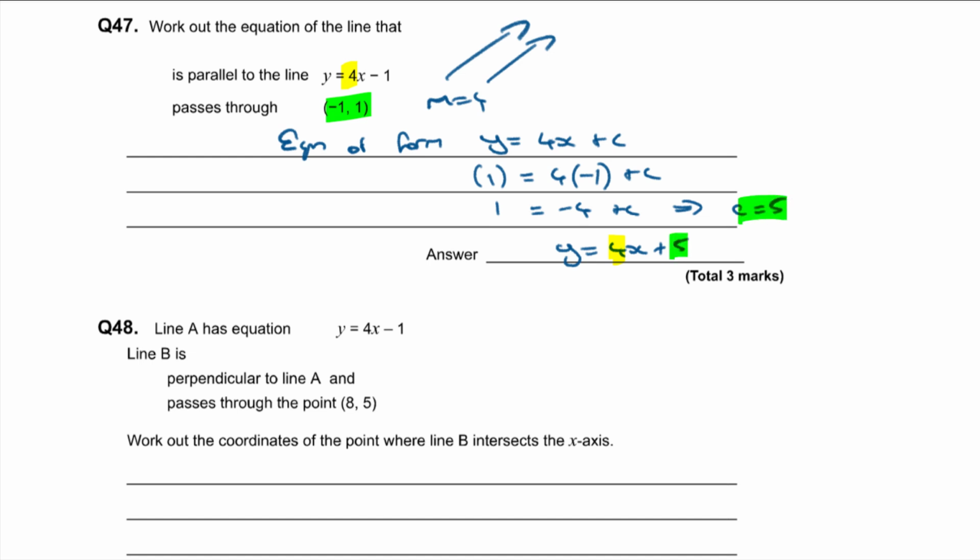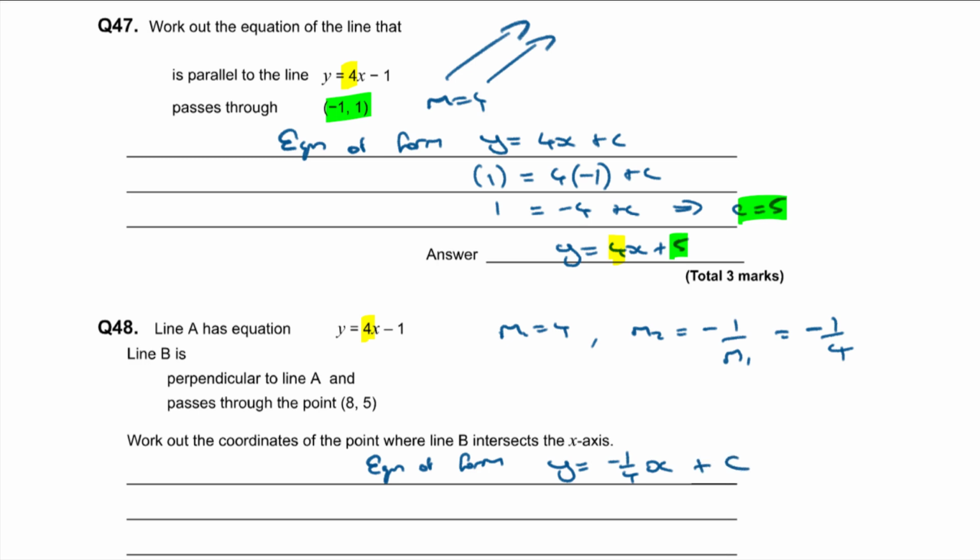Okay. Question 48, line A has the equation y equals 4x minus 1. Line B is perpendicular to line A and passes through the point 8, 5. Okay. So our original line has gradient of 4. So that's m1. m1 is equal to 4. Now what's m2, the gradient of our new line? m2 is going to be the negative reciprocal of m1. So it's going to be -1 over 4. Okay, that's the gradient of my new line. So the equation is going to be of the form y equals m, where m is -1/4, of x plus our y-intercept c.